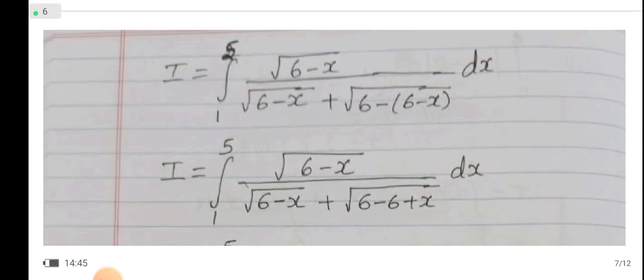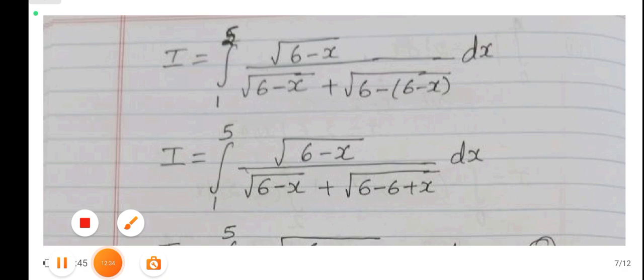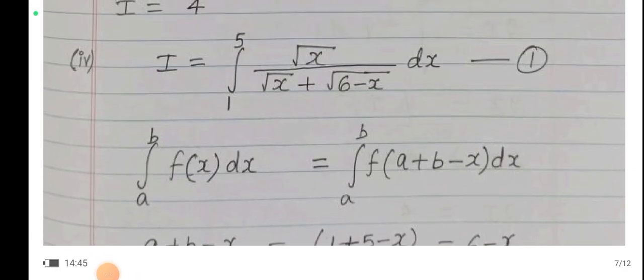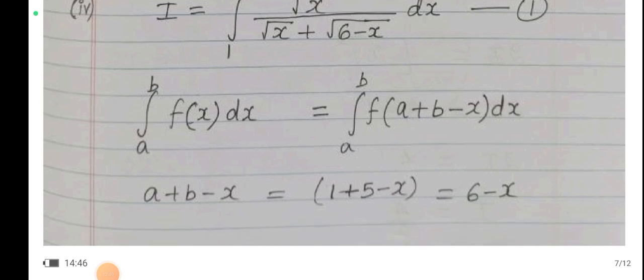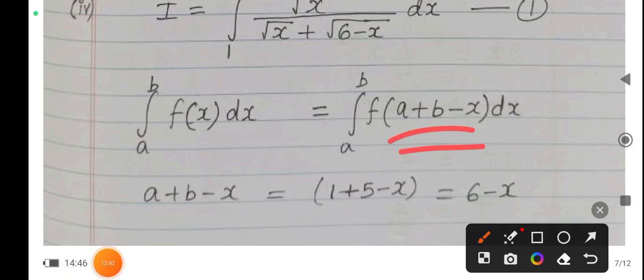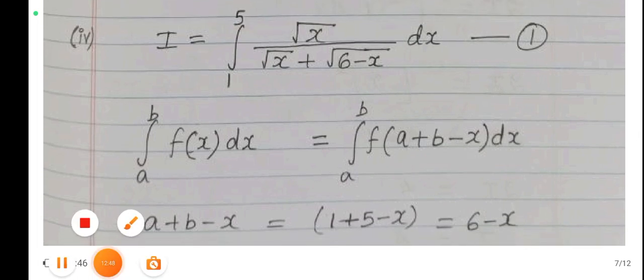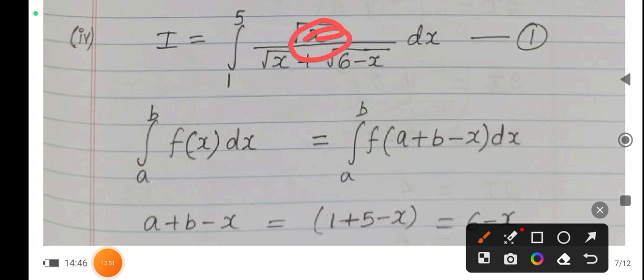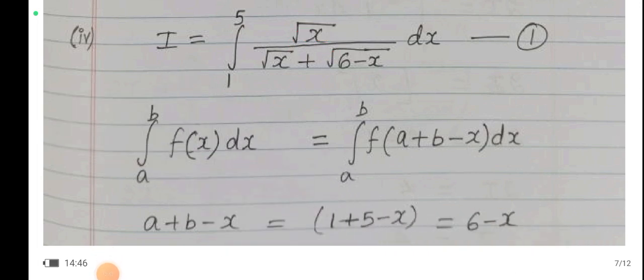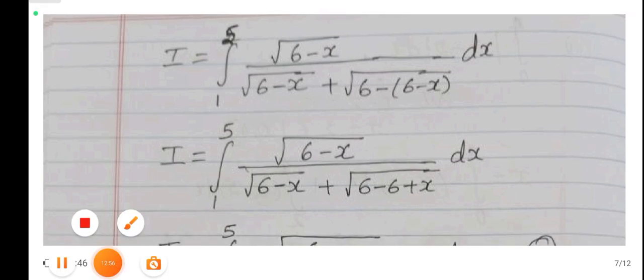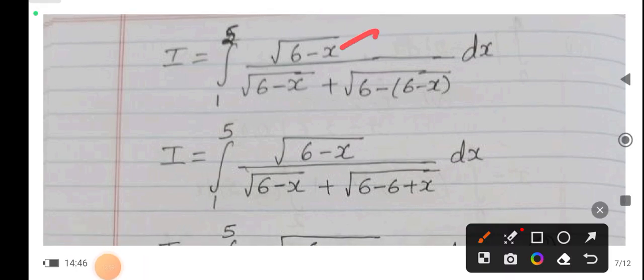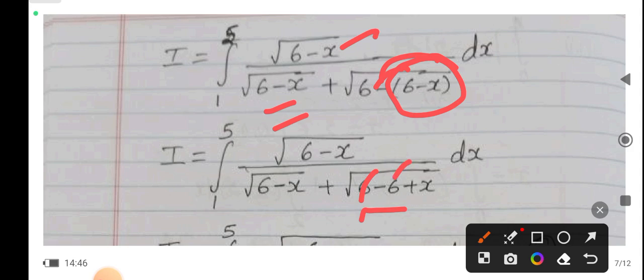Then apply here. Last time where x was there we applied a minus x. Here, where x was there, we apply a plus b minus x. That means in the x place you are going to substitute 6 minus x. Integral 1 to 5, in the x place 6 minus x, again in the x place 6 minus x, plus root over 6 minus x place, that is 6 minus x. Minus multiplied inside gives minus 6 plus x. The plus 6 and minus 6 get cancelled.